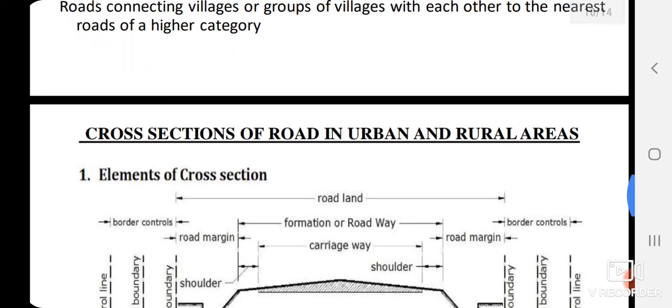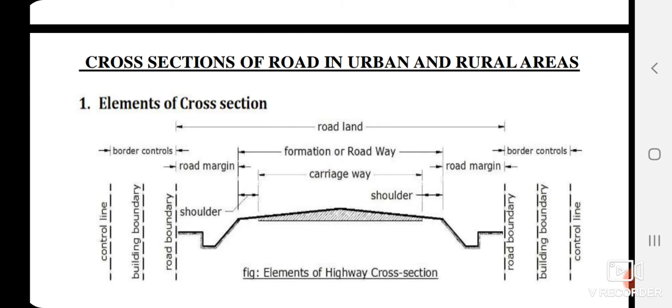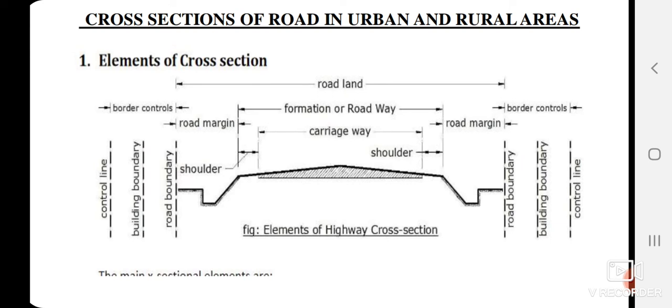Now the important topic comes: cross section of roads in urban and rural areas. The figure shows the cross section of highway elements. Here we are taking the section of a road, not an elevation or front view. We can see the carriageway is a considerable width of the road along which the vehicle is passing. A carriageway plus shoulders on both sides is known as roadway or formation width. And we can see the road margins.